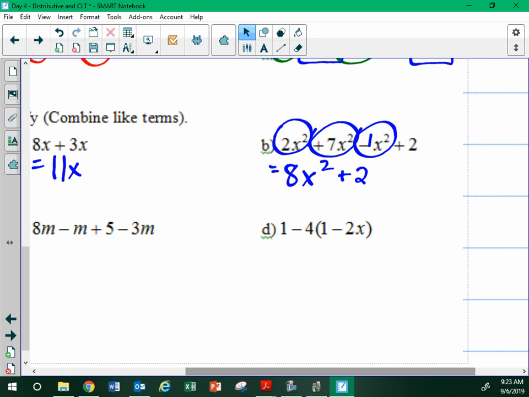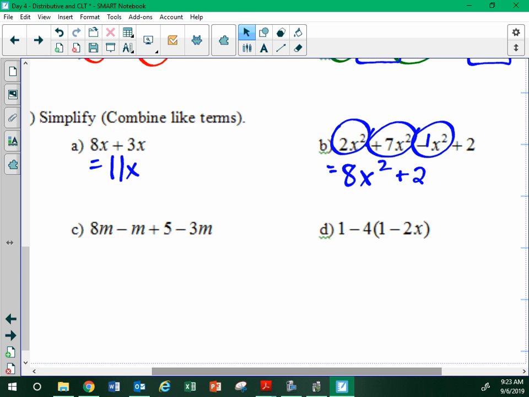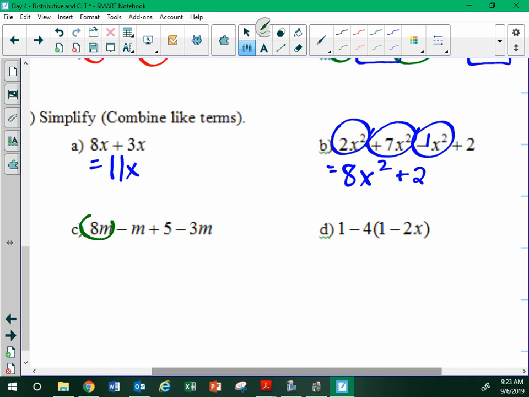All right, let's take a look at C. Lots of m's here, like M&M's. I have 8m, minus an m, minus 3 more m's, plus 5. Someone was really hungry for that. What is 8 minus 1? 7. 7 minus 3? 4. Good. 4m. Now don't forget about the leftover plus 5. Good.